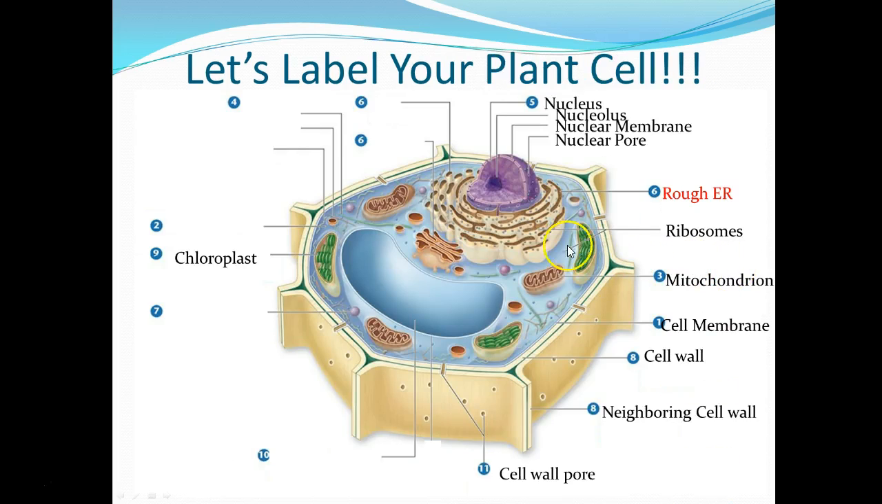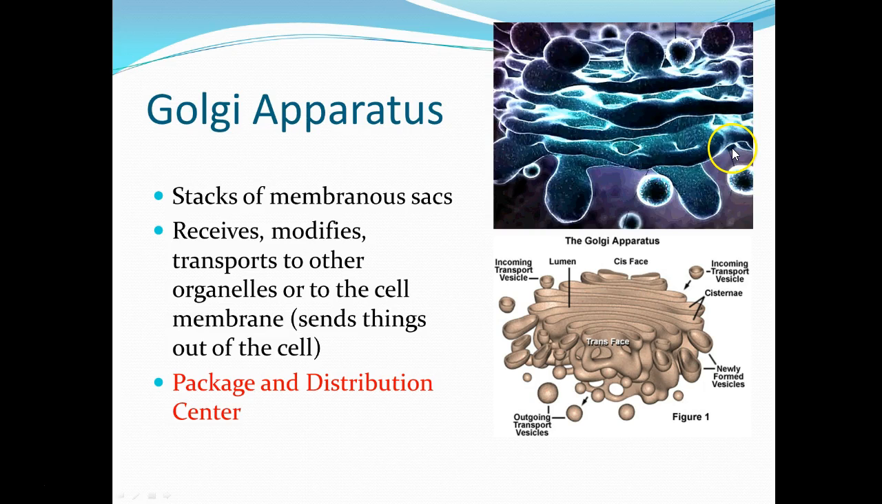In your plant cell, again, here we have a rough ER right here on this side of the nucleus, and here's some smooth ER without the ribosomes over here on this side.